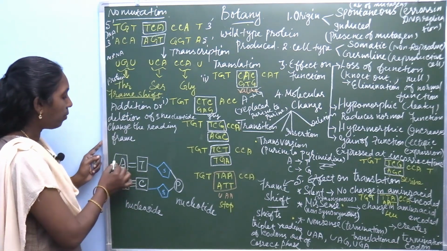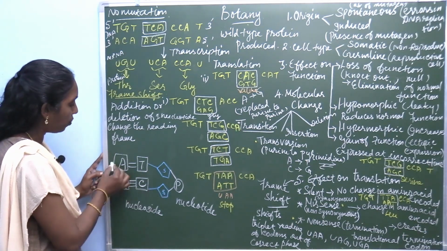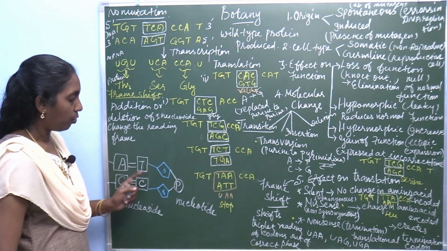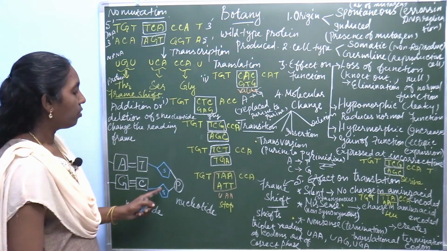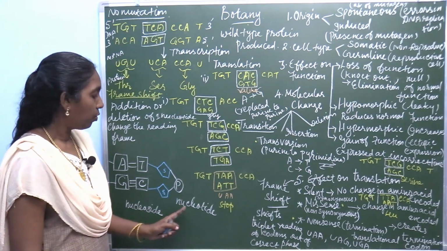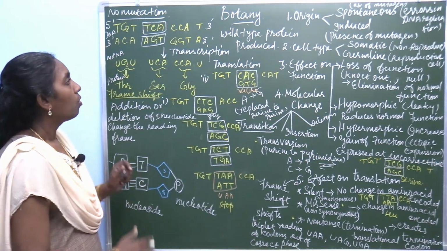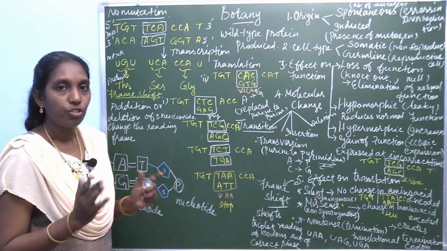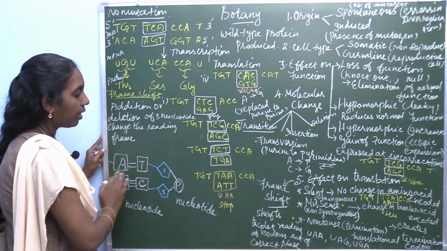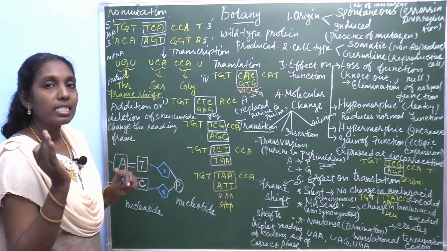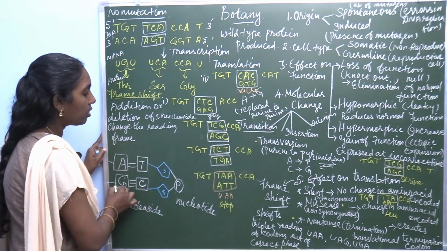DNA is made up of nitrogenous bases, and these nitrogenous bases link with sugar and phosphate group. If a base links with sugar, it's called a nucleoside. When the sugar combines with a phosphate group, it's called a nucleotide. So what's mutation? There is a sudden change in the nucleotide. This is the nucleotide. In this nucleotide, the sudden changes take place.